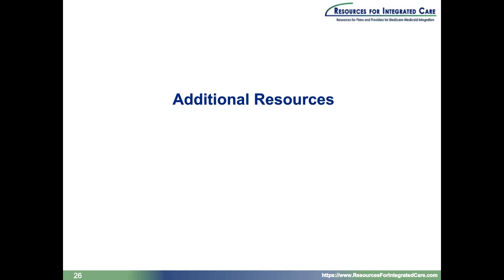The next two slides list additional resources and the sources cited in this presentation. As a reminder, to access the links and resources on these slides, please download the slide presentation from the Resources for Integrated Care website at www.resourcesforintegratedcare.com.